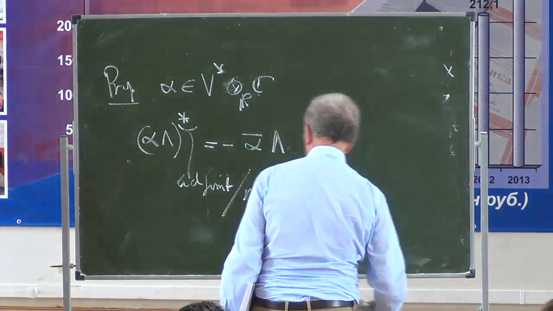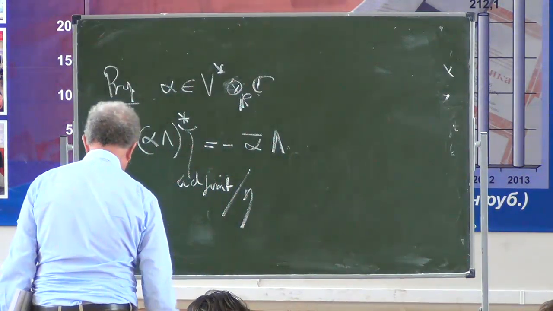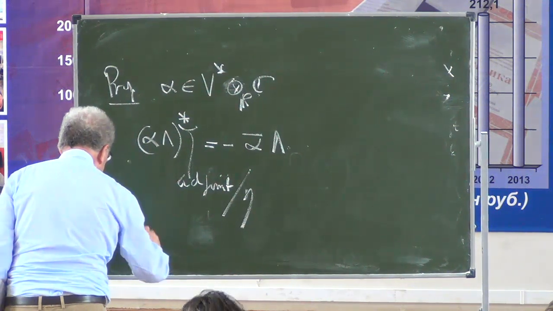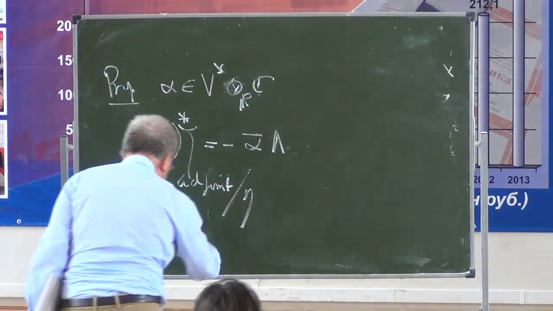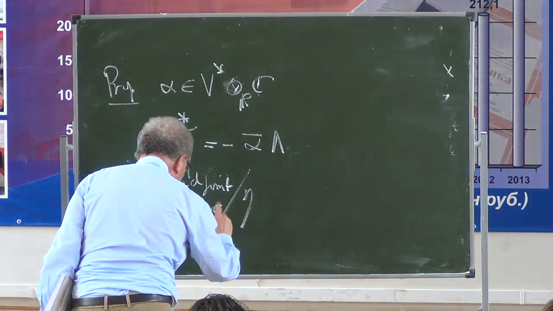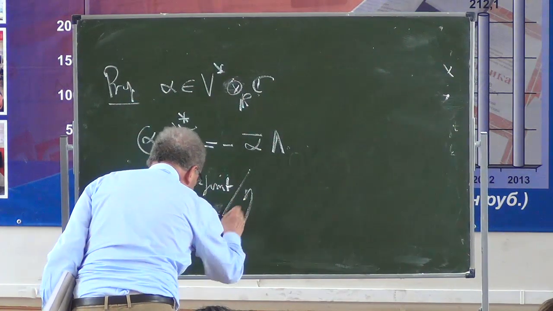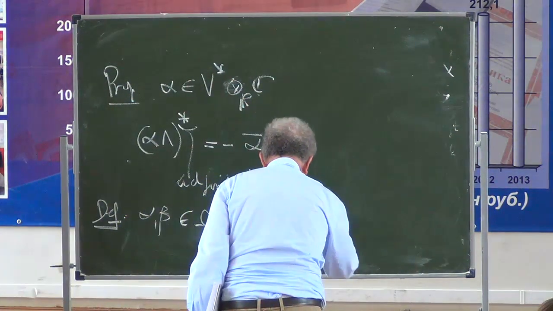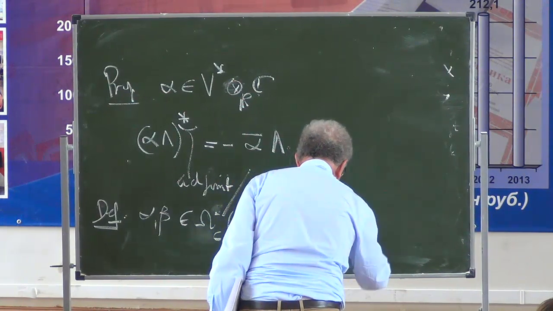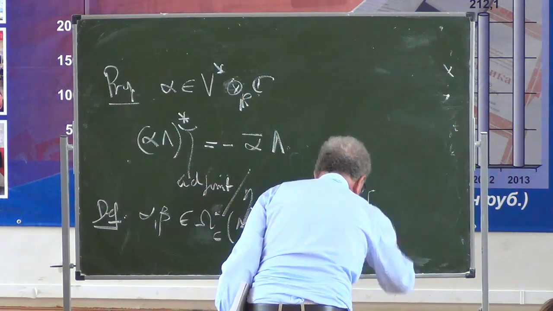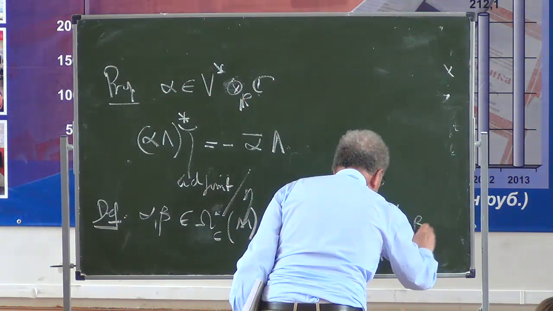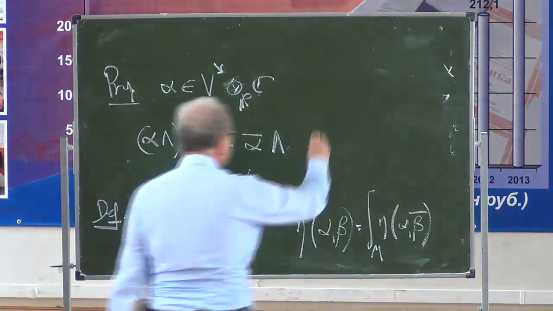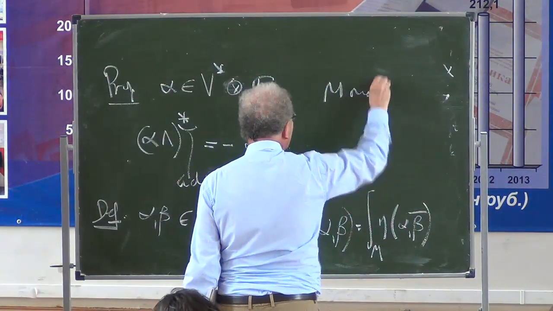Okay, so now what are we going to do with this? So let's say definition: if alpha and beta are compactly supported forms, I just wrote with C to indicate that there is compact support, I'm going to define eta of alpha and beta to be the integral over M of eta of alpha and beta bar. M is oriented, I assume here M to be oriented.